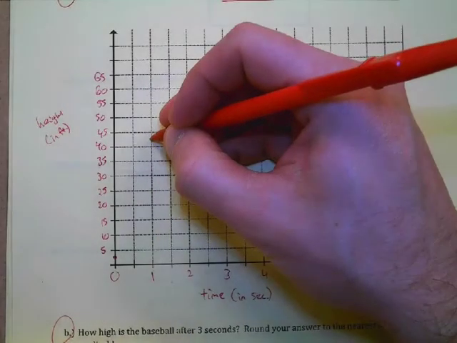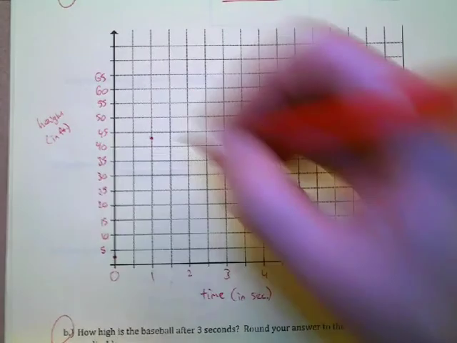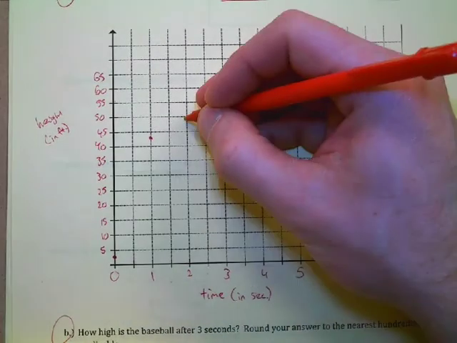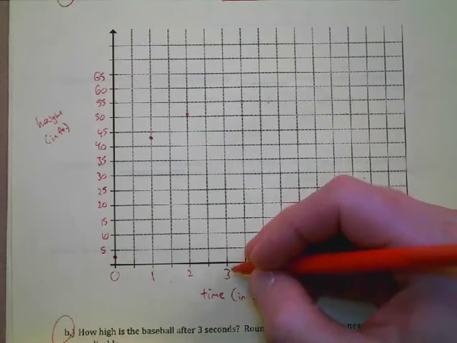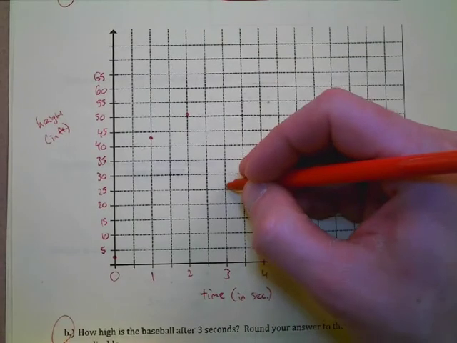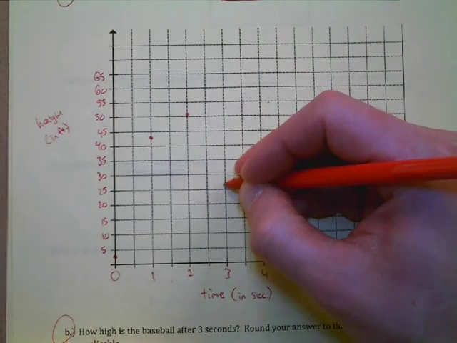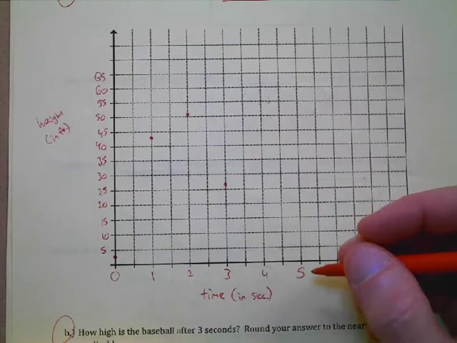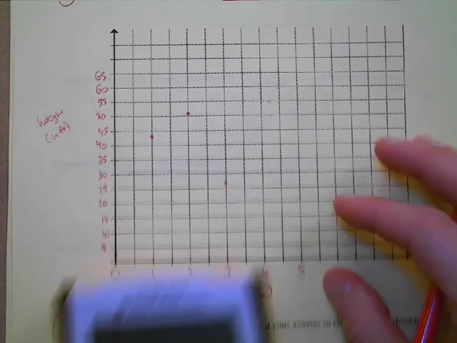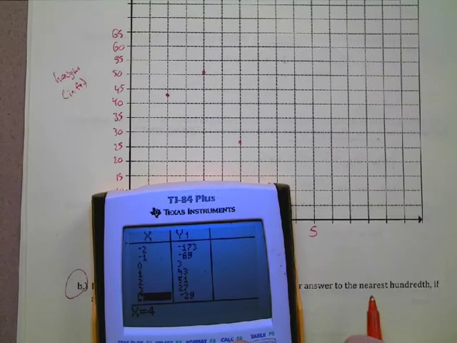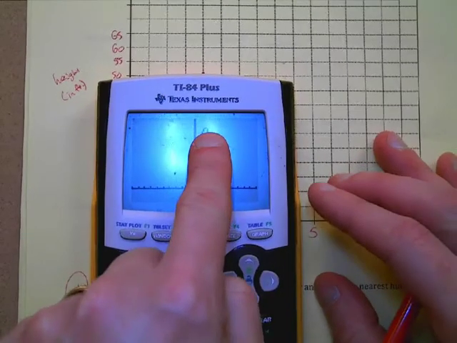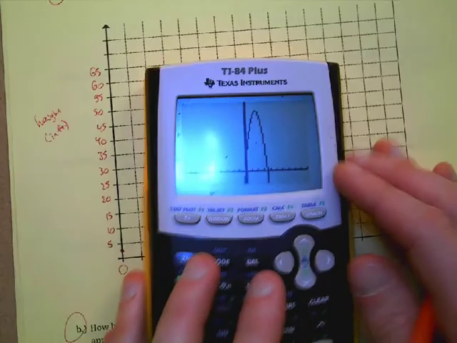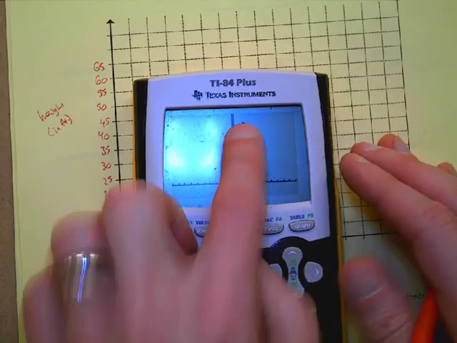All right, the next thing we're going to do is pick some points. I'm going to go to the table to help us out. At 0, I should be at 3, so maybe right there. And then at 1, I'm at 43, so 43 is about right here. At 2, I should be at 51. And then at 3, 27. And then at 4, we're at negative 29.